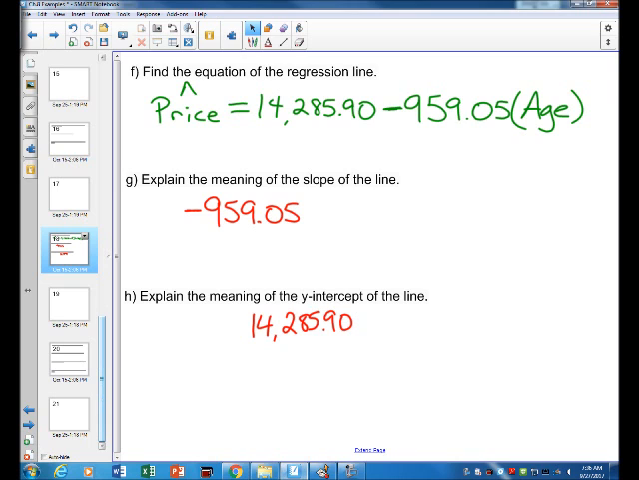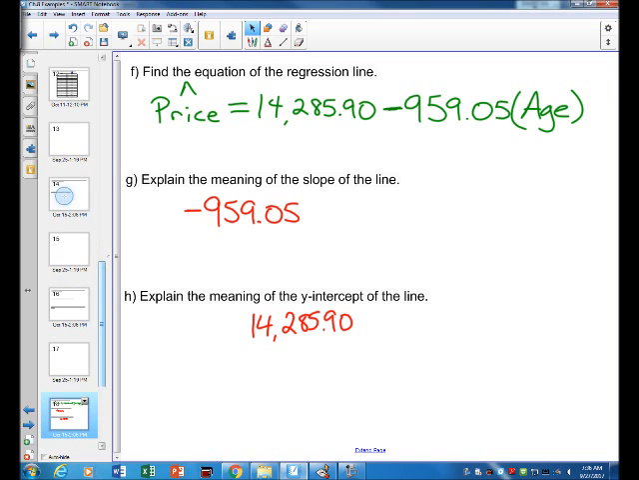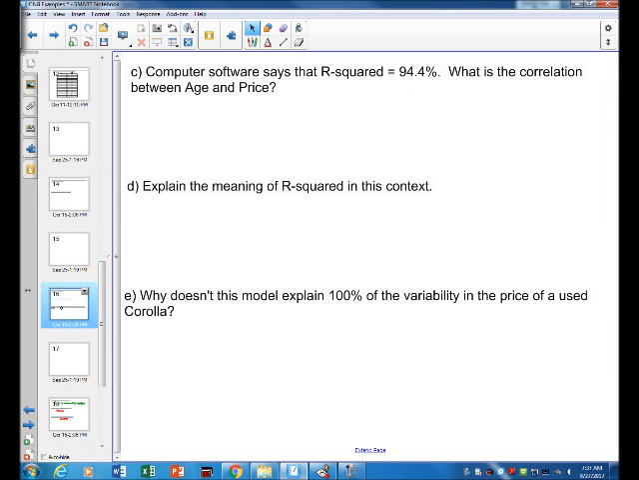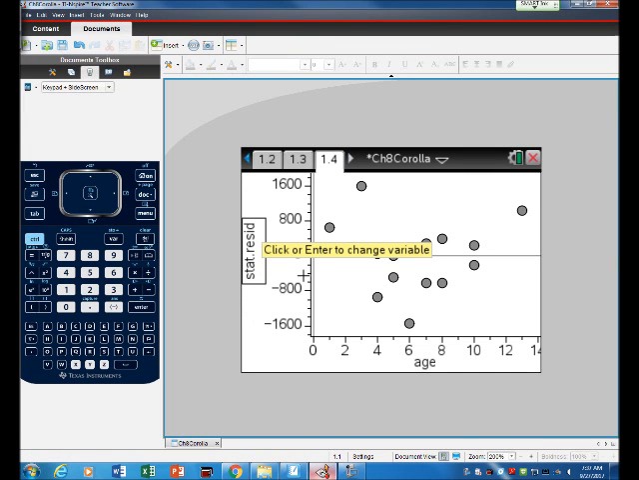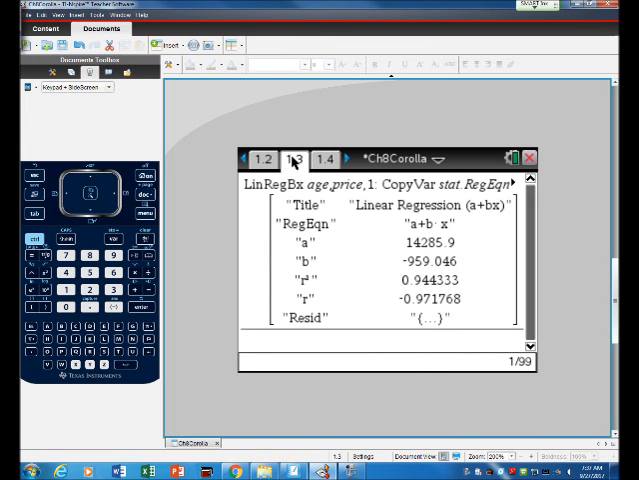All right, so then let's look at answering some more questions, going out of order here. We already answered A and B, so let's look at C, D, and E. Now, it says the computer software says that R squared is 94.4%, but you should see we have that data. We found it. If you go back to where you have your linear regression model, we've already used A, we've already used B.